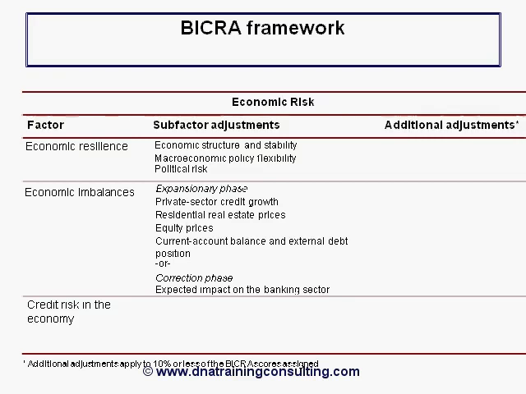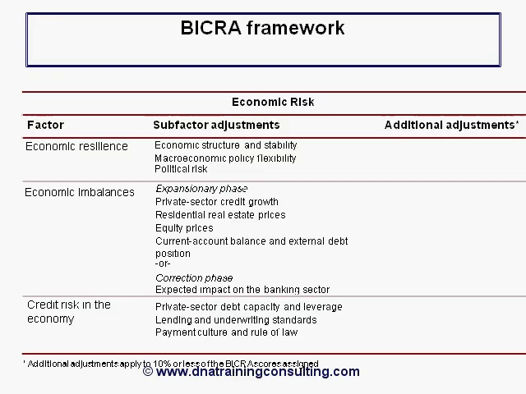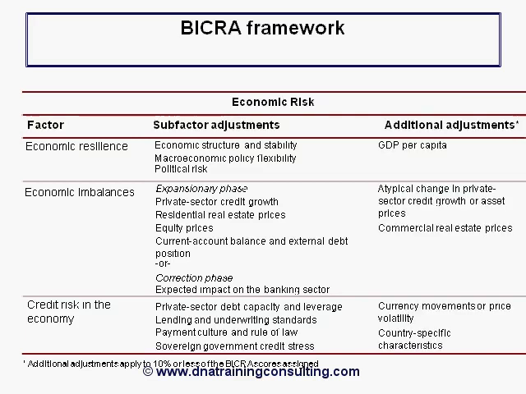Under credit risk in the economy, the 4 subfactors listed are private sector debt capacity and leverage, lending and underwriting standards, payment culture and rule of law, and sovereign government credit stress. S&P also lists a number of additional adjustments in the column on the right, each of which will be discussed when we analyze the factor to which it relates.